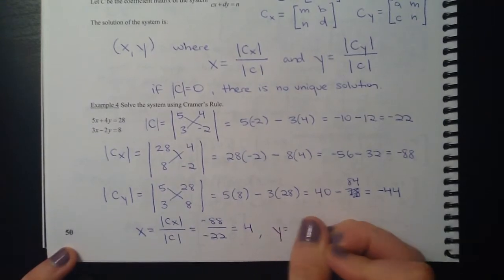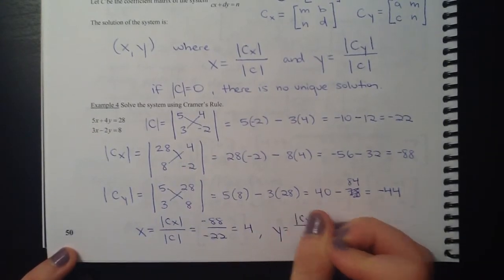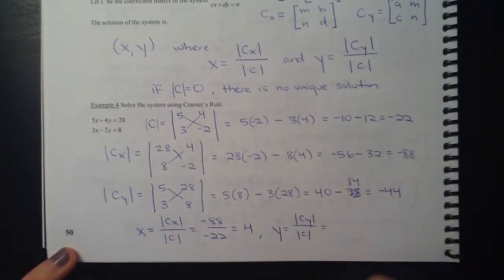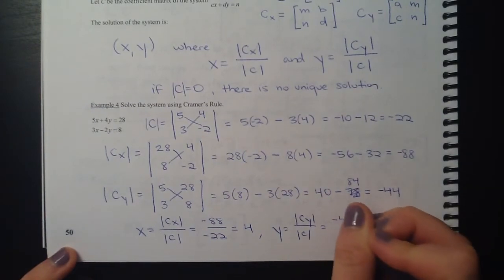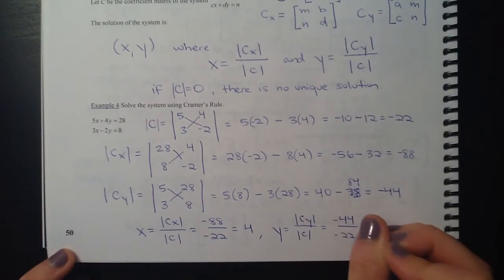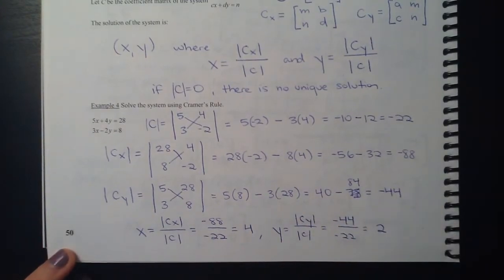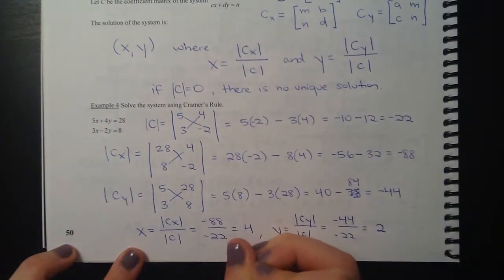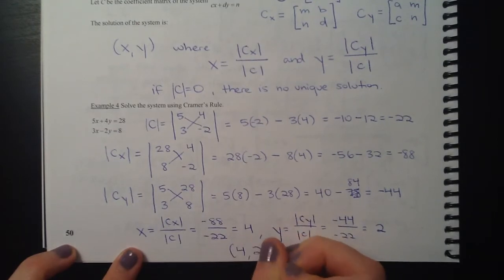And then for y, we take the determinant of cy and divide it by the determinant of c. So the determinant of cy is negative 44, and the determinant of c is negative 22. So that turns out to be 2. Okay, so our ordered pair, the solution is (4, 2).